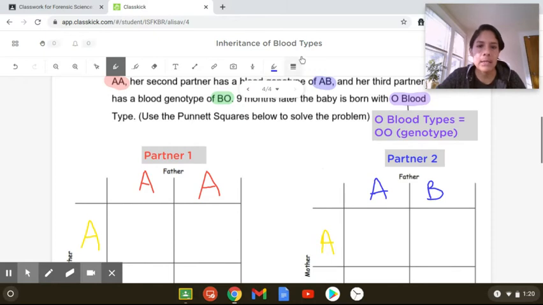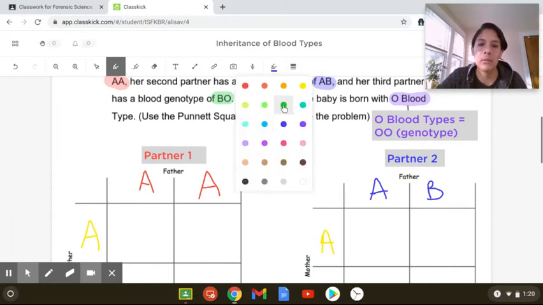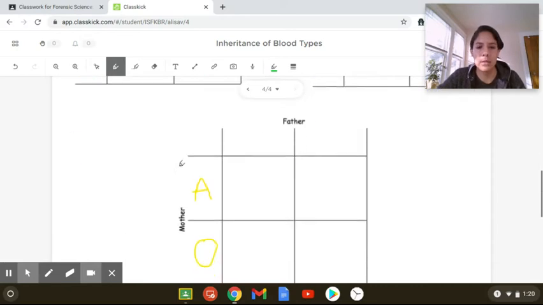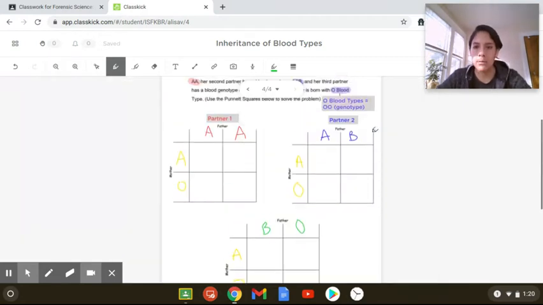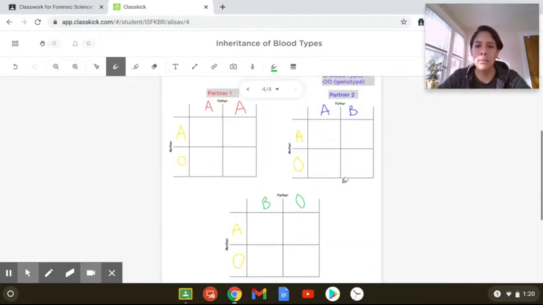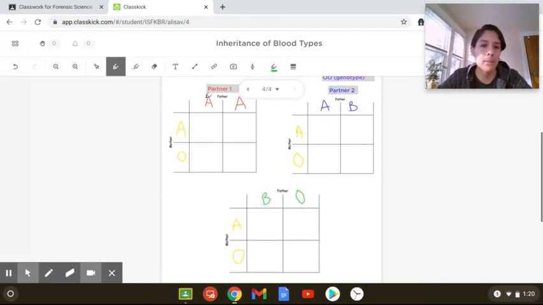The last father has a blood type of BO. Okay, so I'm going to scroll down here, and I'm going to put a B and an O. So I'm going to go ahead and zoom out and show you this. So this is how all 3 of your Punnett squares can be set up. So again, you're going to want to put one gene from each parent in each box to see the possible combinations, and you're looking for an OO genotype. That's going to be the father. Let me put this as partner 3.